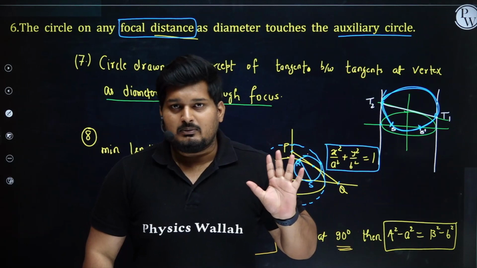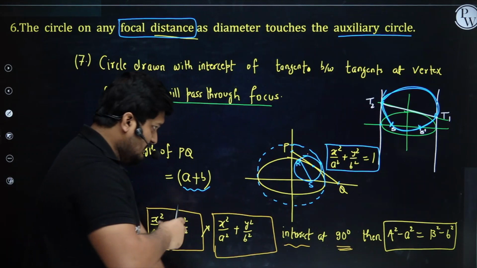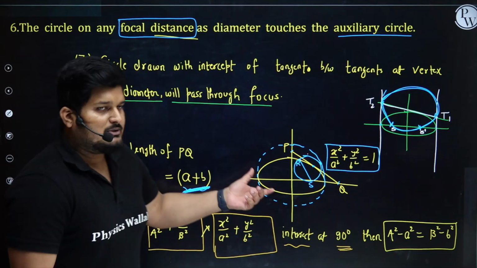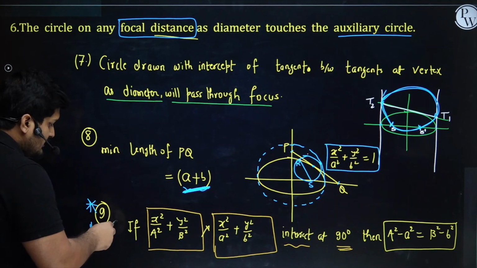Okay. Next one is the minimum length of PQ, where PQ is any random tangent. PQ is the intercept of the tangent between the axes. The minimum length of PQ possible will be A plus B. Again, we can prove it using trigonometry. There is some AM-GM concept used, but you can prove it. Remember it: the minimum length of the intercept will be A plus B. And this one also is very important. When you do application of derivatives, there you will definitely prove it.